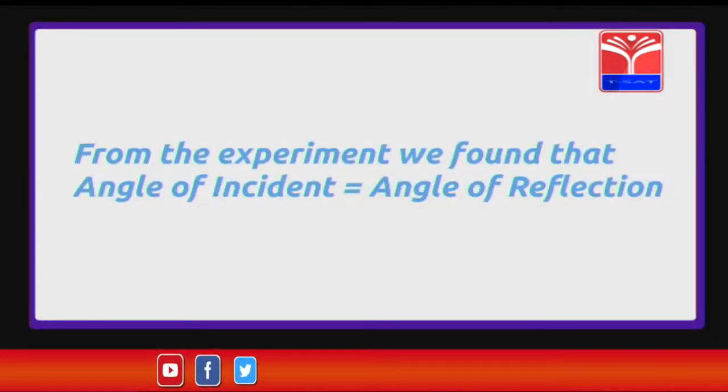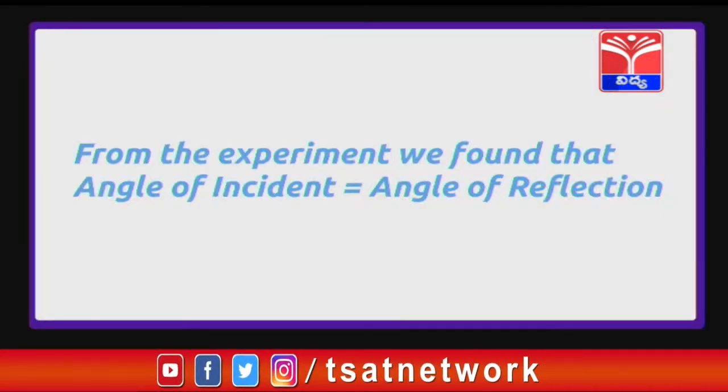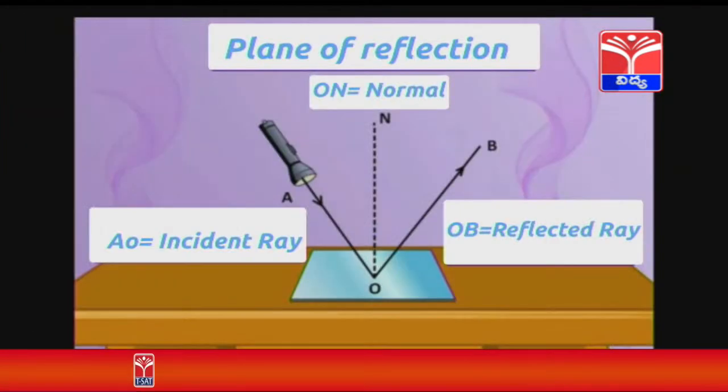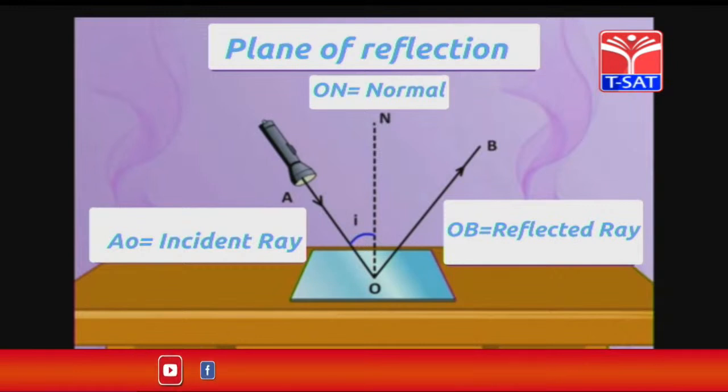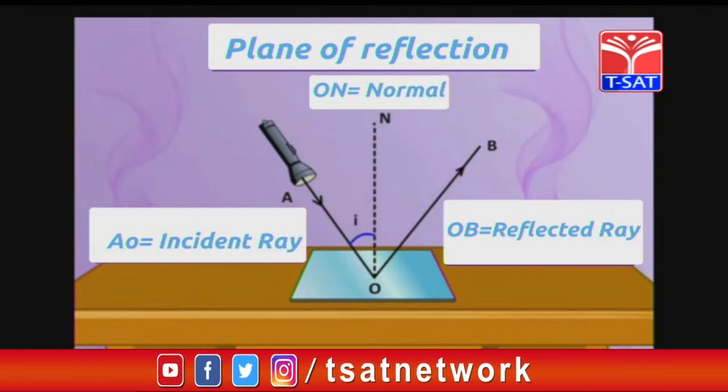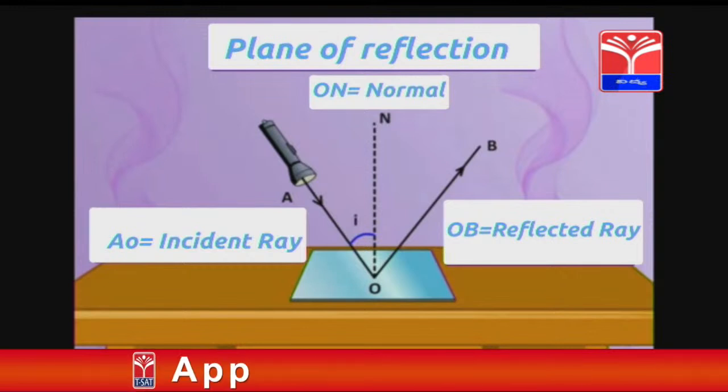From the experiment, we found that the angle of incidence is always equal to angle of reflection. Here see, AO is an incident ray, OB is the reflected ray, and ON is the normal line. Here AO, the incident ray, OB, the reflected ray, and ON, the three are in the same plane. This plane is called the plane of reflection. The angle I is equal to angle R.